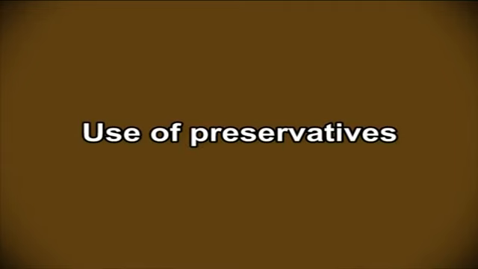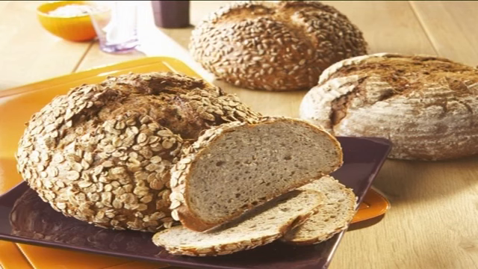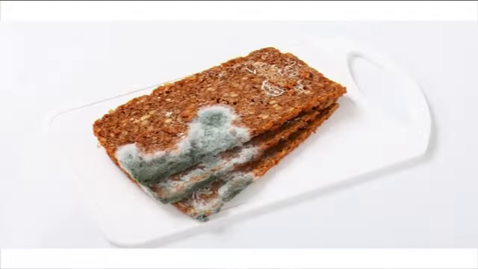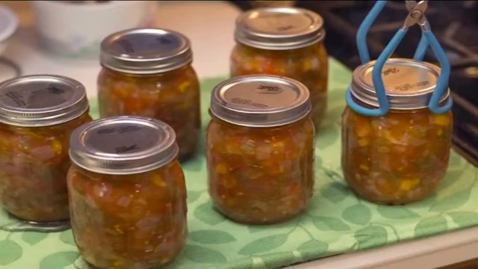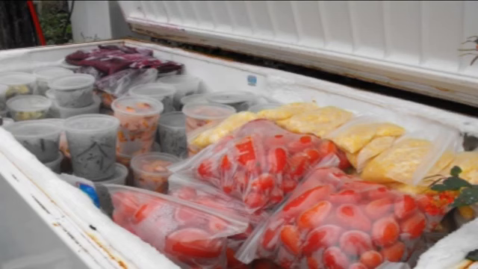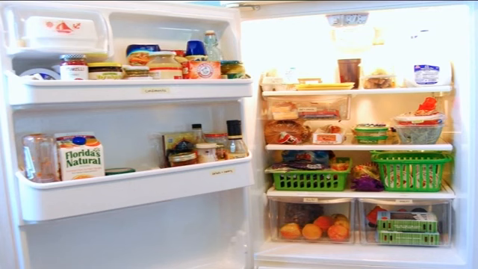Use of preservatives. Preservatives serve as antimicrobials which prevent or slow down the growth of molds, yeast and bacteria. By preventing the growth of molds, yeast and bacteria, preservatives can improve the safety of food as well as prevent the wastage of seasonal surplus by making it last longer on the shelf or in the fridge.